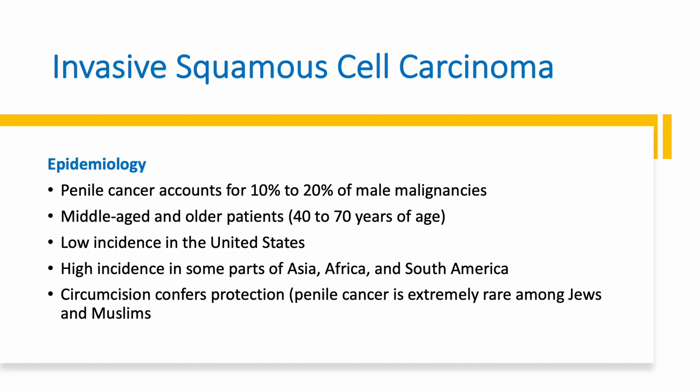Invasive squamous cell carcinoma epidemiology. Squamous cell carcinoma accounts for about 10 to 20% of male malignancies, affecting middle-aged and older patients between ages 40 to 70. The United States has a low incidence of squamous cell carcinoma, with high incidence in Asia, Africa, and South America. Circumcision is protective against squamous cell carcinoma, as it's extremely rare among Jewish and Muslim males.